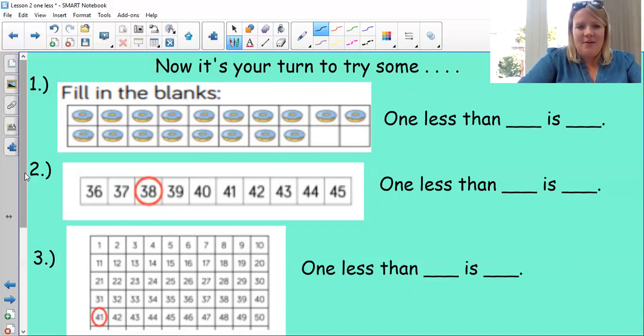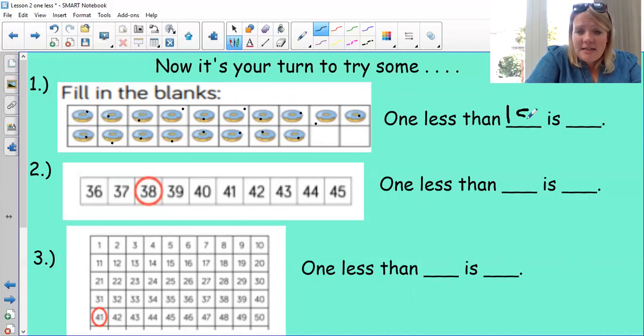Okay, are you ready? So first thing you need to do is count the donuts. Let's count. 1, 2, 3, 4, 5, 6, 7, 8, 9, 10, 11, 12, 13, 14, 15, 16, 17, 18. 1 less than 18 is, what happens if I take one donut? Do you know the answer? I can hear lots of you shouting 17.